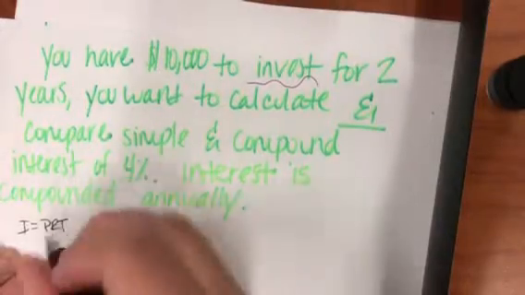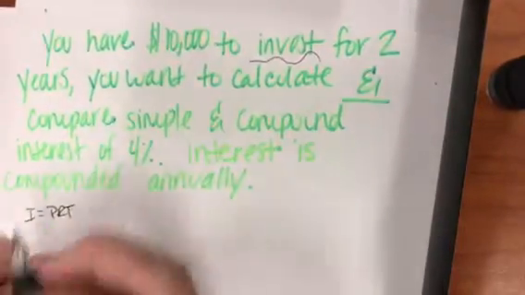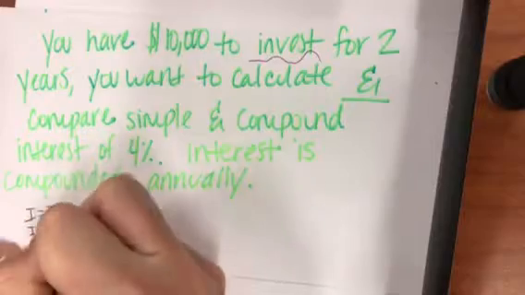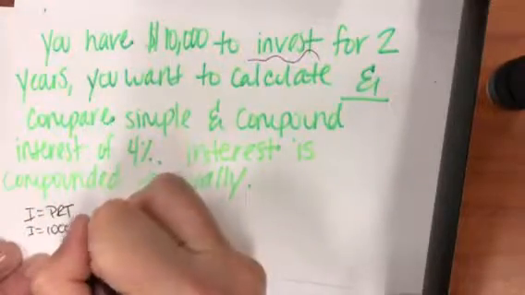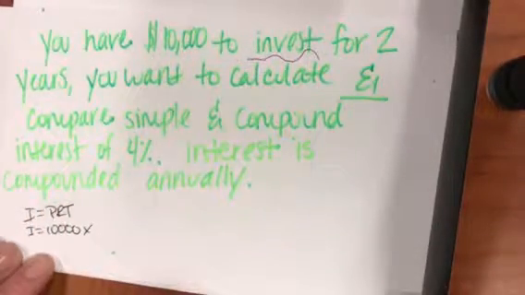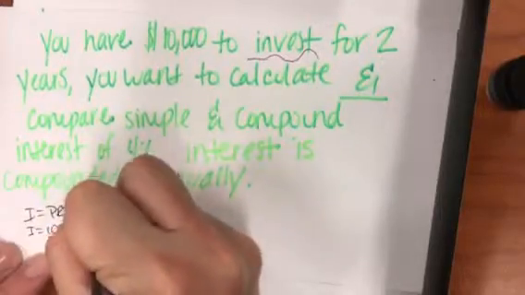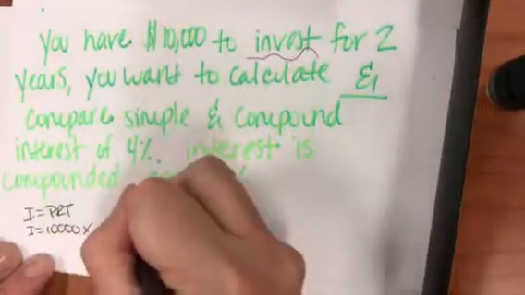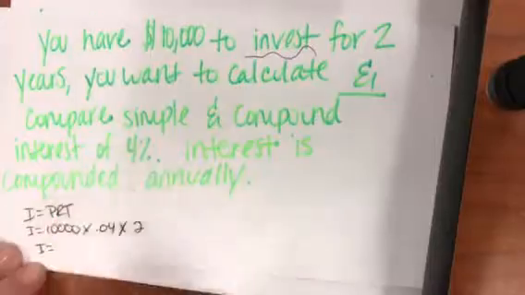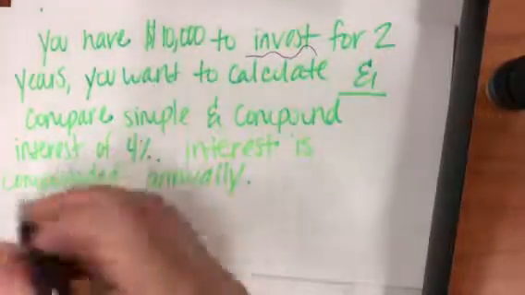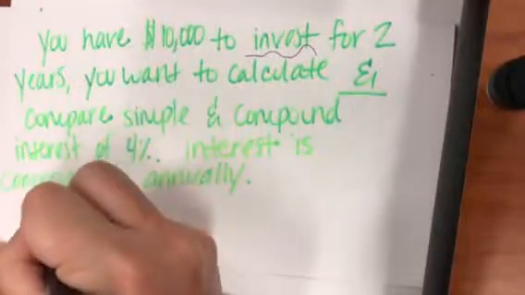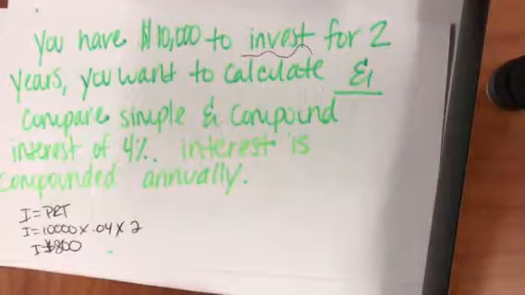So you've got $10,000 to invest for 2 years, and it's 4%. So what is our principal? 10,000. So I equals 10,000 times our rate, which would be 0.04, times our time, which is 2 years. So our interest is going to equal $800. You guys can solve these on your own. That's just the interest that I'm going to make off of my $10,000. Only the amount of interest.